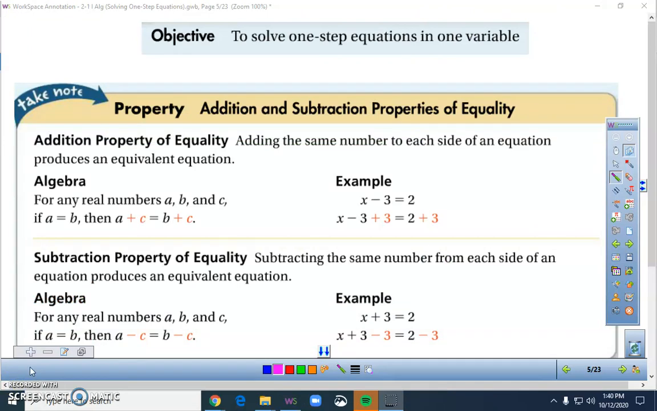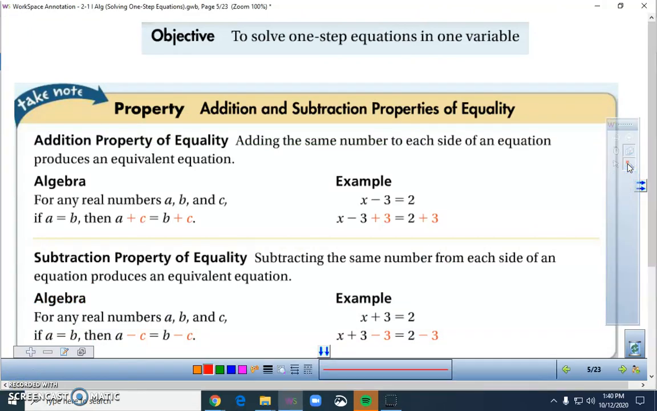Here are your properties for addition and subtraction. Basically what they're saying here is this. If I do something on one side of the equals, then to make it equivalent, I have to do it on the other side. So if I add 3 on the left, then I have to add 3 on the right. If I subtract 3 on the left, then I have to subtract 3 on the right.